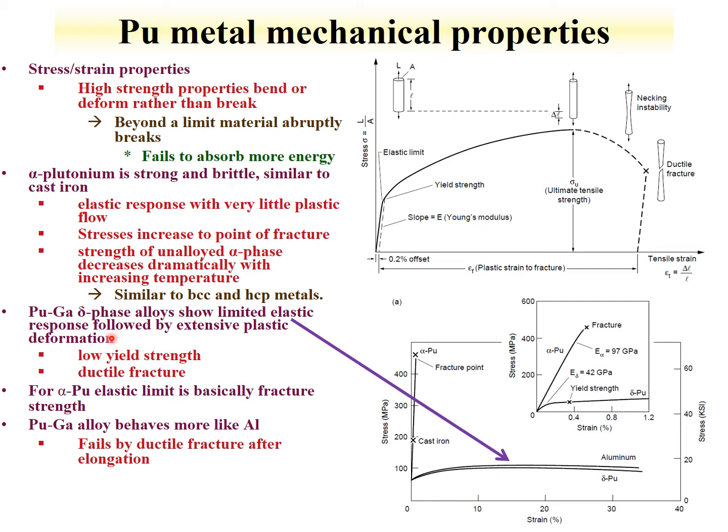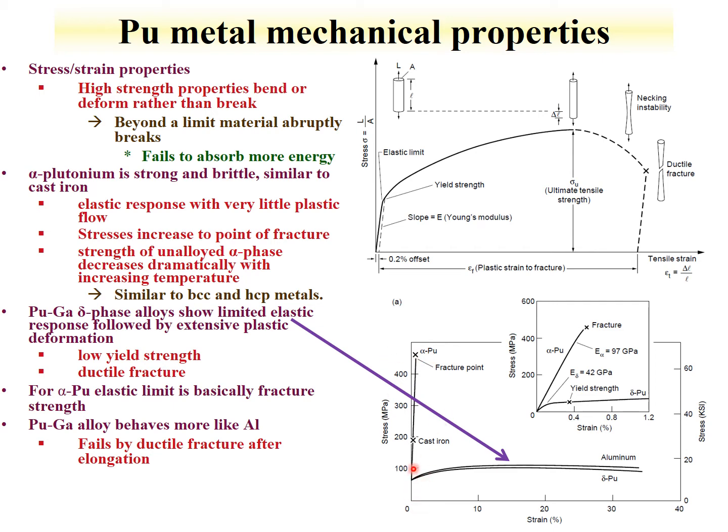where the delta phase shows this limited elastic response followed by plastic behavior, basically the same sort of behavior as aluminum. The delta phase has a low yield strength and ductile fracture. So the properties of these two phases are radically different.